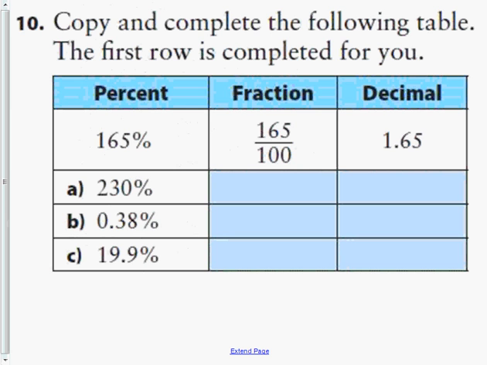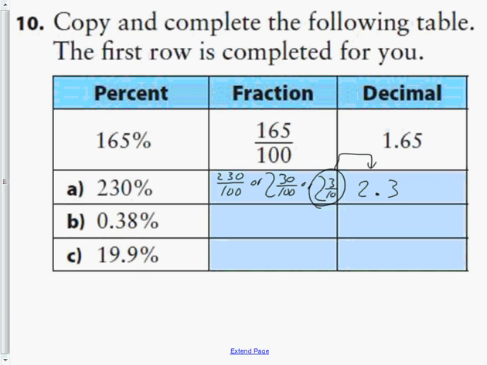Okay, next one, 230%. As a fraction, an acceptable answer is 230 out of 100, since it's 230%, or 2 and 30 hundredths, or 2 and 3 tenths in lowest terms. As a decimal, I'm going to use this fraction to help me write it as a decimal because that's 2 3/10, which is 2 3/10.